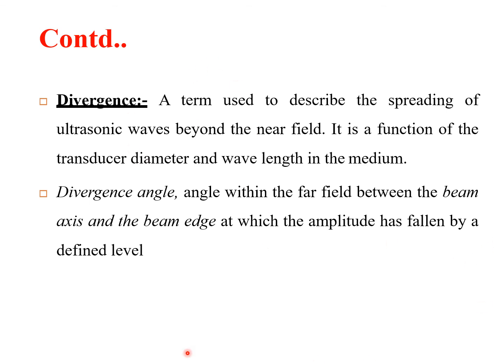Divergence is the point beyond which the sound signals diverge from each other, or it is a term used to describe the spreading across a larger area of the ultrasonic waves beyond the near field. It is a function of the transducer diameter and the wavelength of the medium. And there is a divergence angle, that is the angle within the far field between the beam axis, the line from where the waves are released, and the beam edge at which the amplitude has fallen by a definite level.